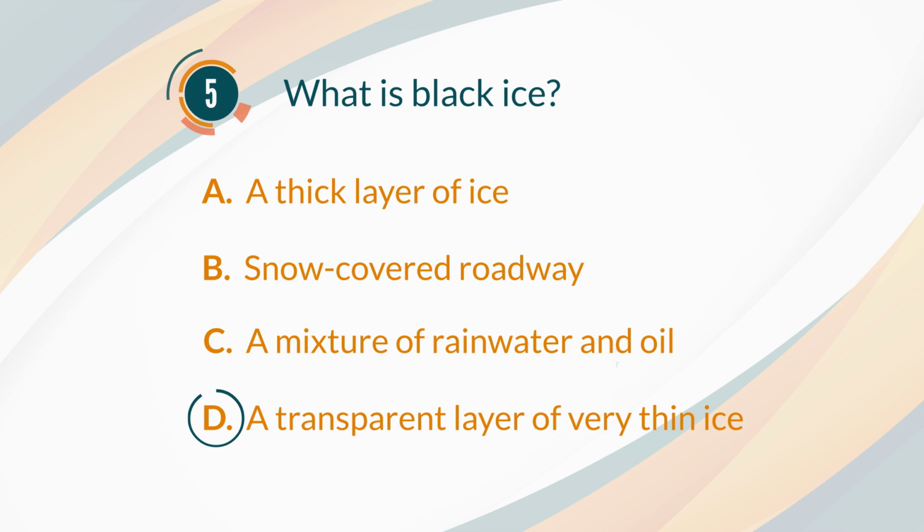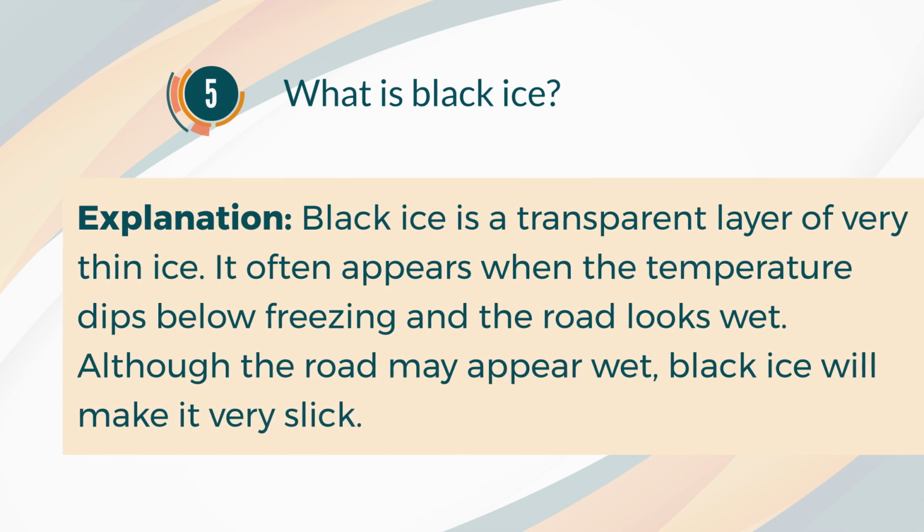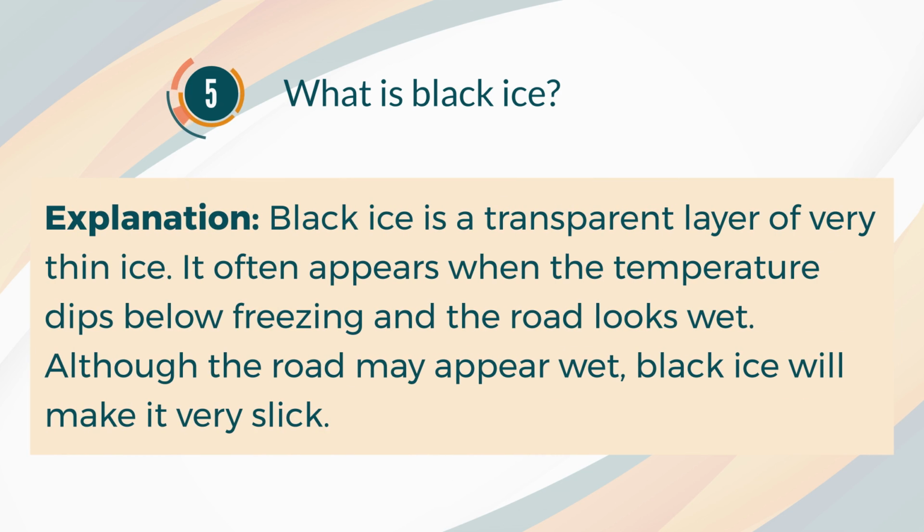The correct answer is D. A transparent layer of very thin ice. Explanation. Black ice is a transparent layer of very thin ice. It often appears when the temperature dips below freezing and the road looks wet. Although the road may appear wet, black ice will make it very slick.